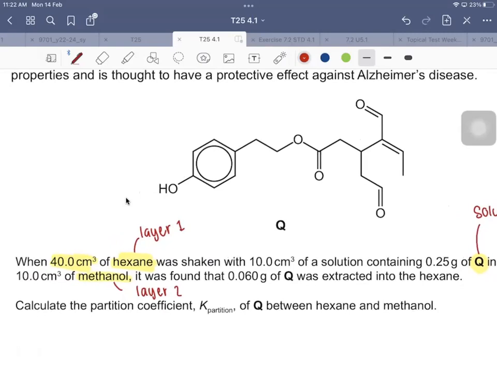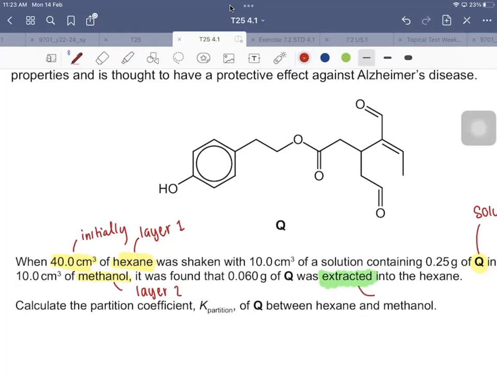Let's continue. It was found that 0.060 grams of Q was extracted into hexane. Now, another term that I want to explain to you is the term extracted. What it means by extracted is that after shaking, so that means this is initially, right? I will show you in the form of a diagram later. 0.060 grams of Q was extracted.